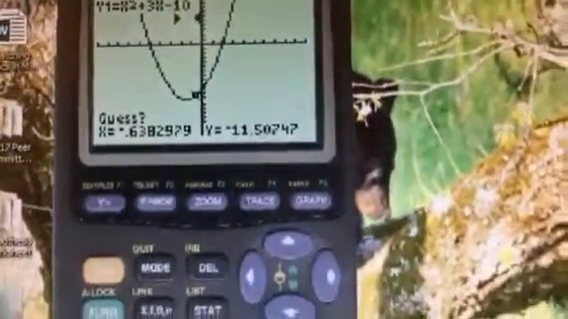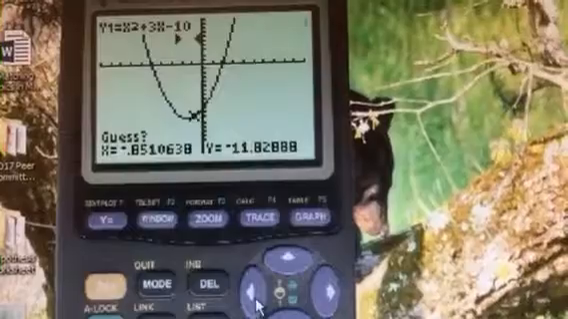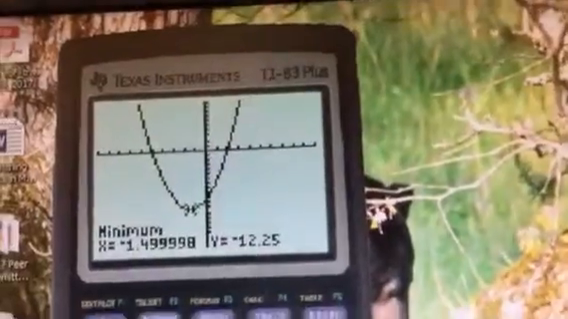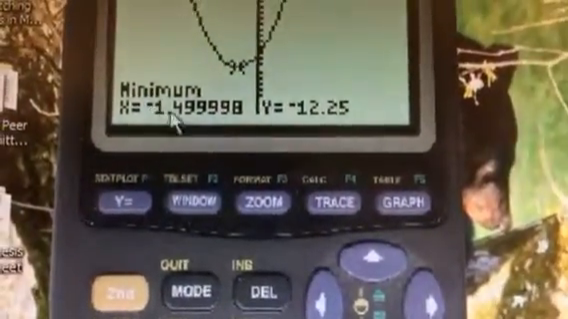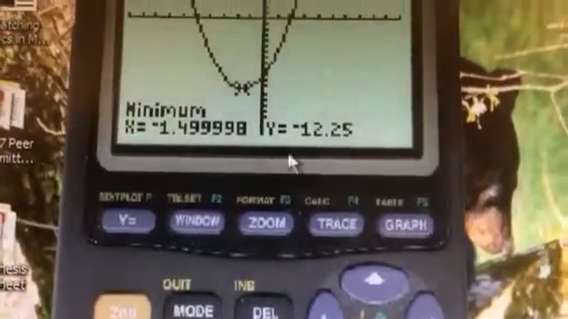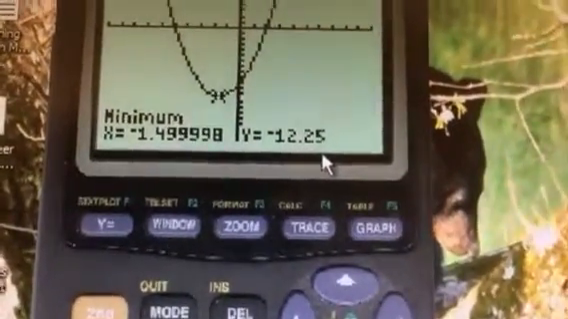Push enter. And then if you want to guess, that means you can move back to where you think the vertex is at. You don't have to. And I can push enter, and it will give me my value. And notice it says that my minimum is at x equals -1.5, when y is -12.25.